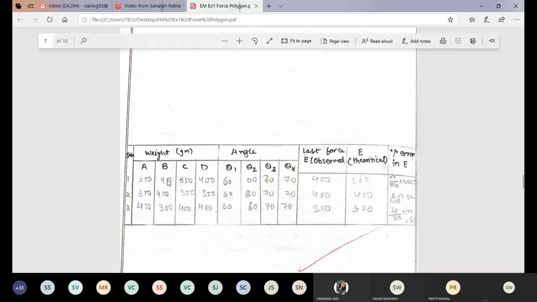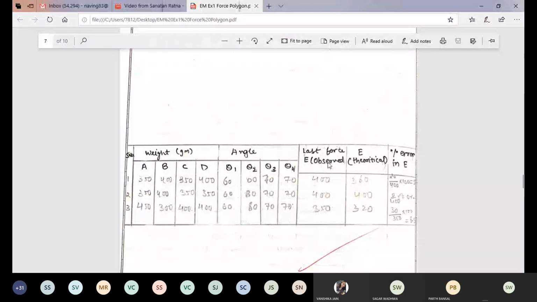For B, pulley B is 400. Then for the third string it is 350. For the fourth it is 400 gram. So the angles are calculated: theta 1, theta 2, theta 3, and theta 4. These are the four angles between these different strings. A and B, theta 1, then B and C, theta 2. This is 60 degree, this is 80 degree, then C and D is 70 degree, and D and A is 70 degree.